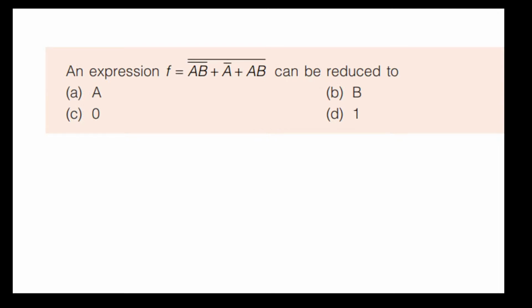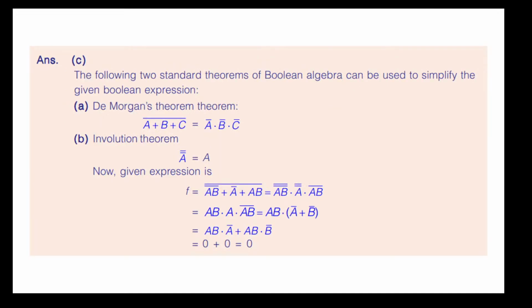Right? Now let's move on to the second question. Okay, this is a very interesting one. The expression has been given and it asks us what the reduced equation is. So over here we are going to use the Boolean expression laws, right? Very first, I will just dive into the solution. There are really two steps to solve this. Very first we are going to use De Morgan's theorem and the involution theorem, right? So this is our equation.